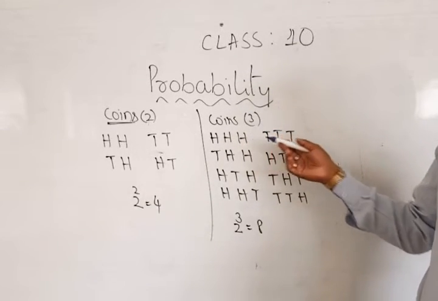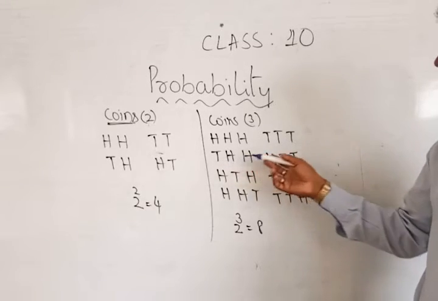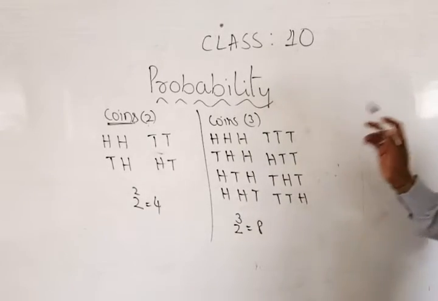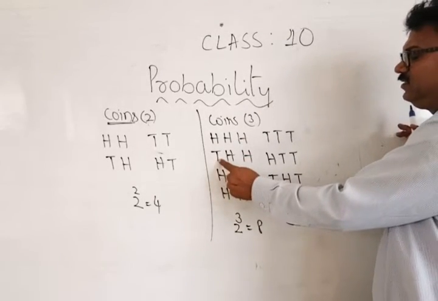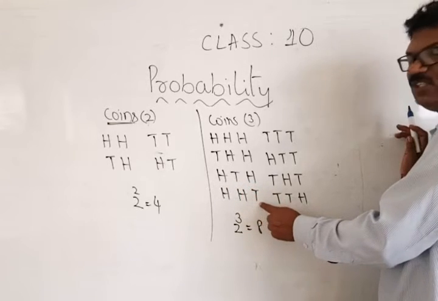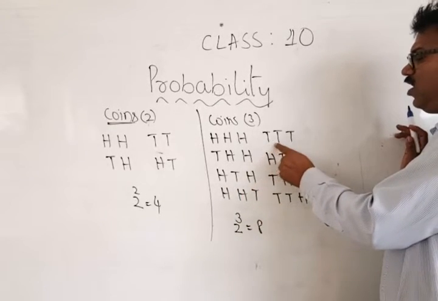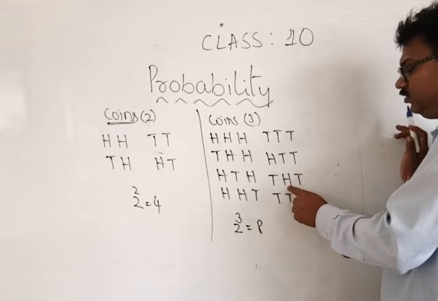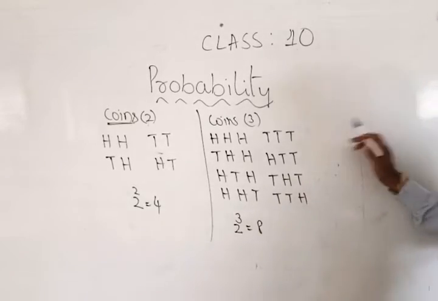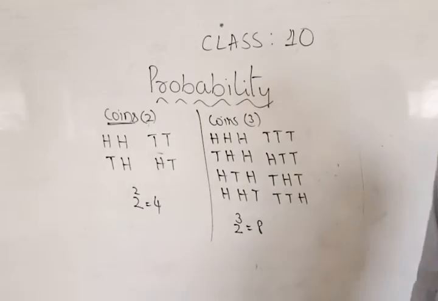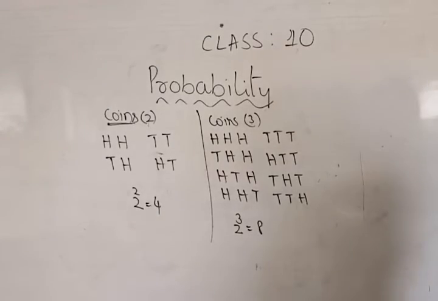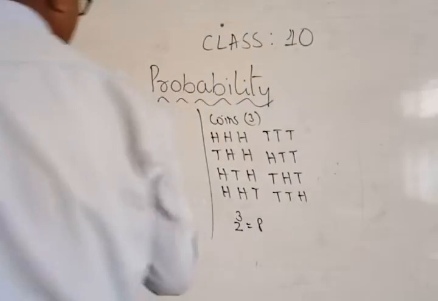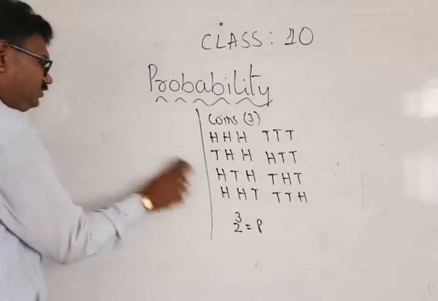Therefore, H, H, H, then T, H, H, H, T, H, H, H, T. You should remember like this only. Okay? First, as it is, you change this. Next, you change the middle one. Next, you change the last one. Here also same. First one, all T's. Second one, first one you change. Second time, second one you change. Third one you change. Therefore, 4 plus 4, how much is it? 8 outcomes. Did you understand? So this is about the coins.